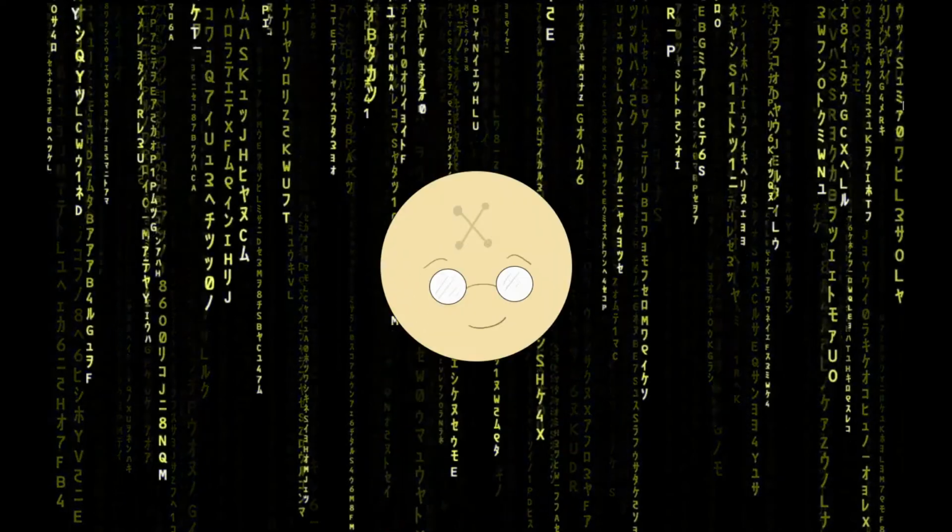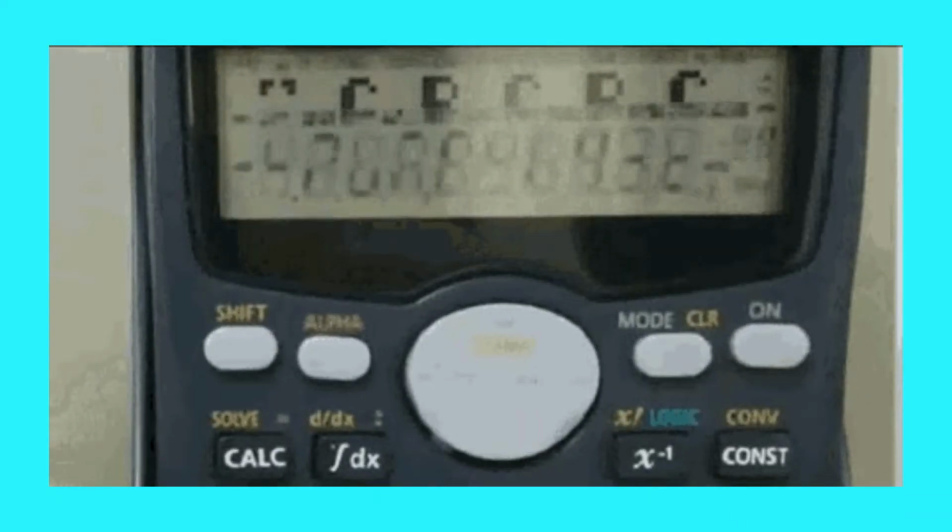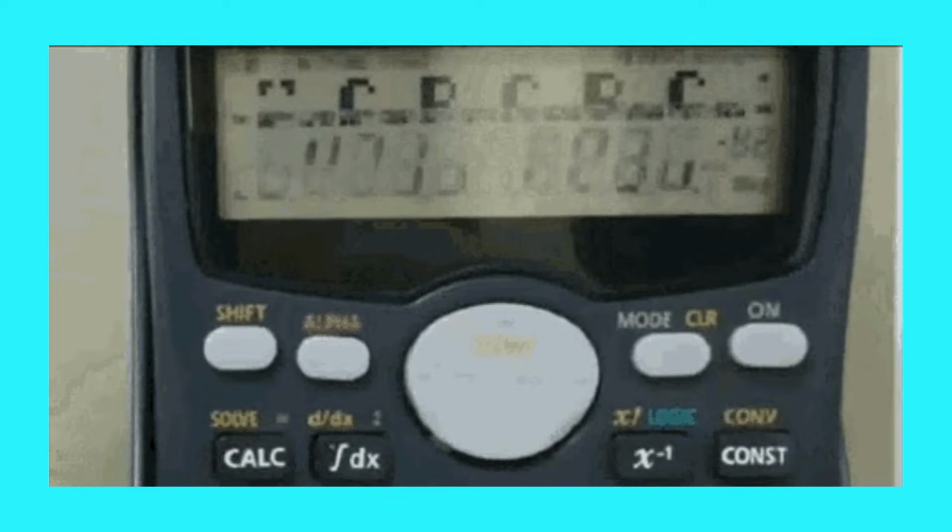Hello world, Extrapole here. What if I told you that you can implement artificially intelligent algorithms right now in your calculator? Yes, in the same calculator that has been collecting dust in the depths of your drawer since your high school days.